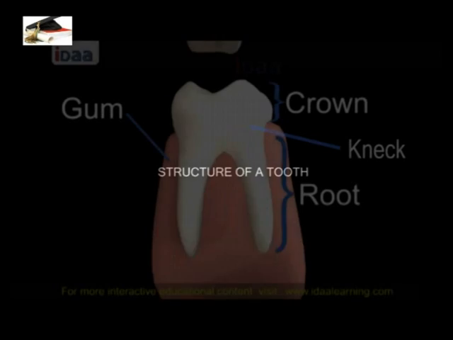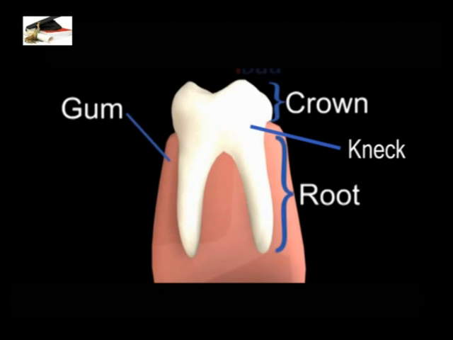Structure of a tooth. Now, externally a tooth is made up of three regions. These are the crown that projects above the gum, the root, which is the part that is embedded in the jaw, and the neck, the region between the crown and the root.